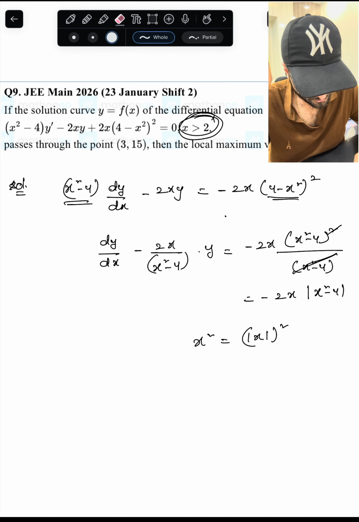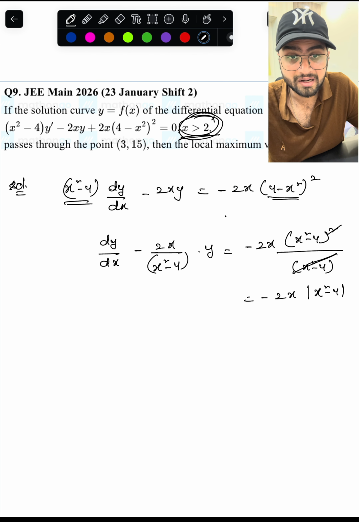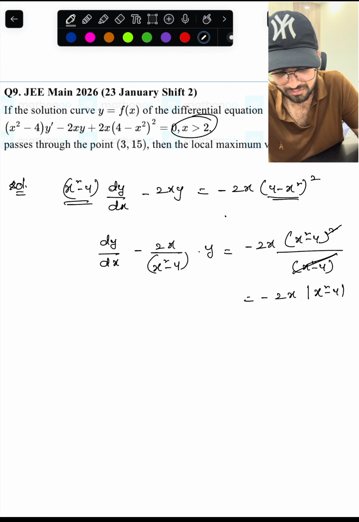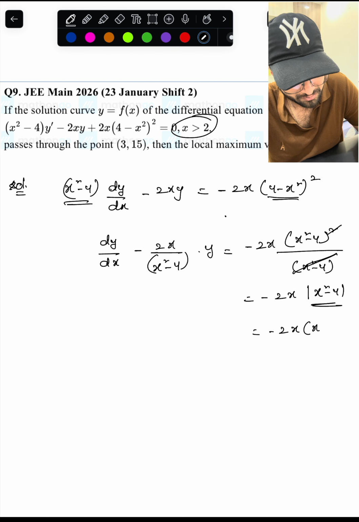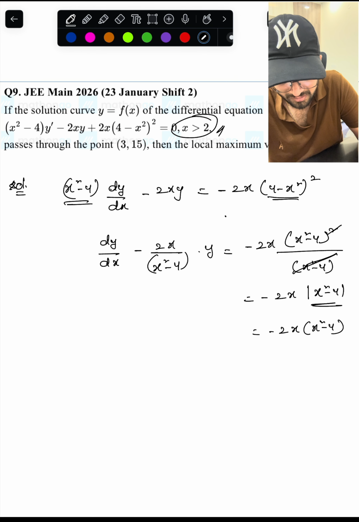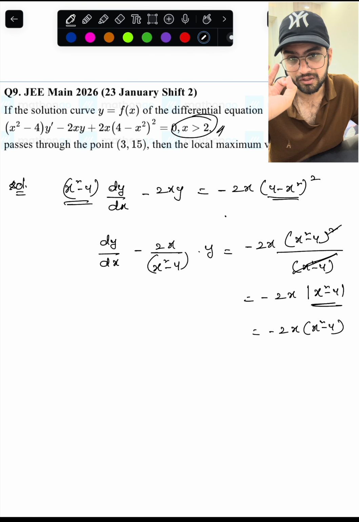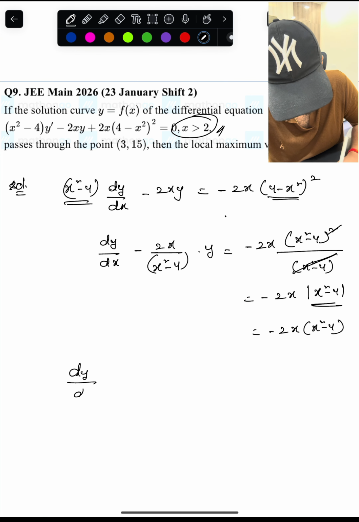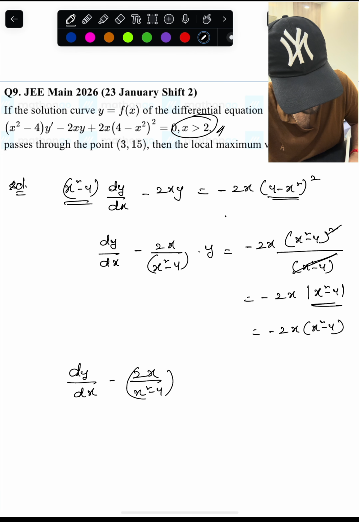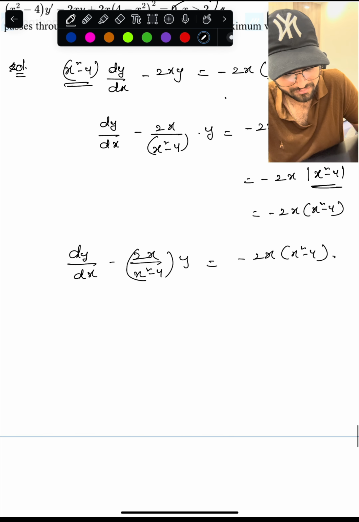Now what we can see here is that x is definitely greater than 2, as given, so the modulus of x² − 4 means x² − 4 will be positive, so directly you can simply remove the modulus. Depending on this condition only we remove the modulus; otherwise, if you remove it as you like, then the answer is going to be wrong, right? So now dy/dx − 2x/(x² − 4) · y = −2x(x² − 4). Now it's a perfect linear differential equation.